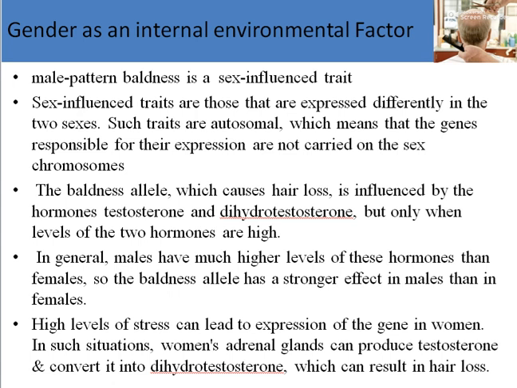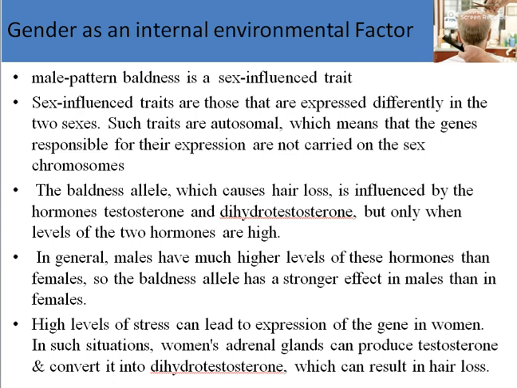Now coming to females: sometimes in women, at the time of high levels of stress, what happens? The adrenal glands can produce testosterone and then convert it into dihydrotestosterone. And in such cases also, women can get a case of hair loss.